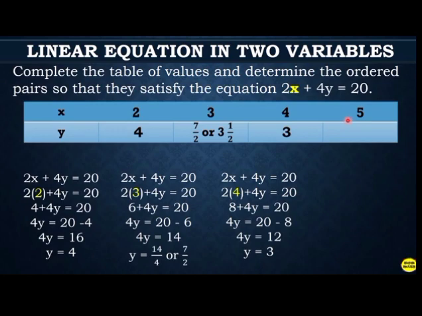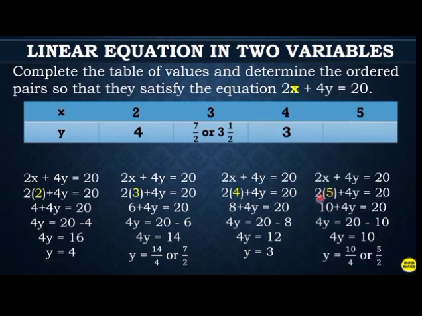So next is 5. So let's also substitute 5: 2 times 5 plus 4y equals 20. So we get 10 plus 4y equals 20. Then 4y is equal to 20. Let's transpose positive 10 into negative 10. So 4y is equal to positive 10. Let's divide both sides by 4. So we have 10 over 4, or 5 over 2, also 2 and 1/2. So they are our ordered pairs.